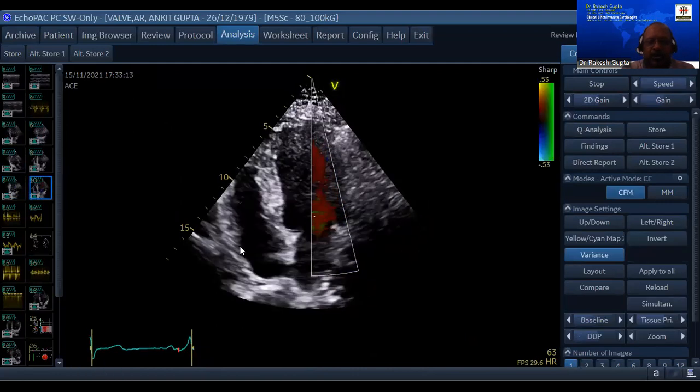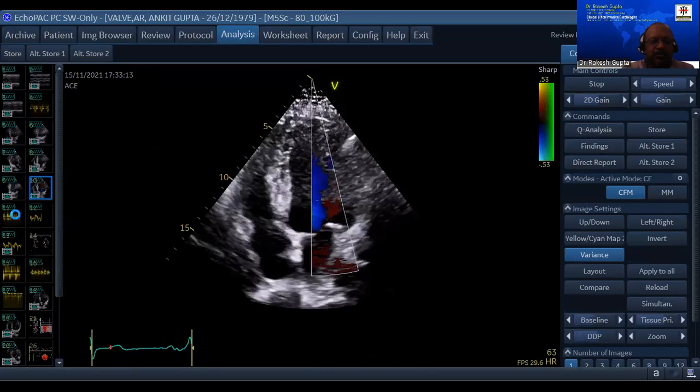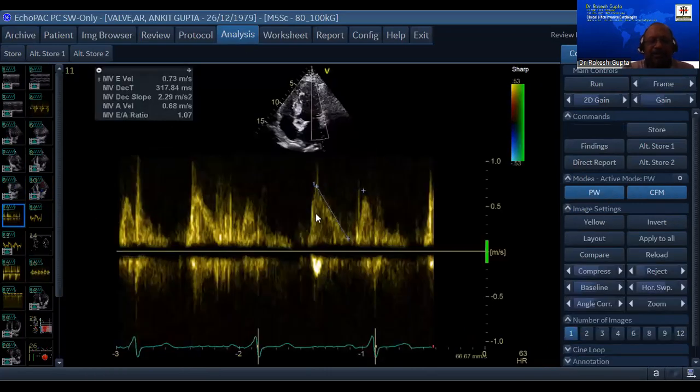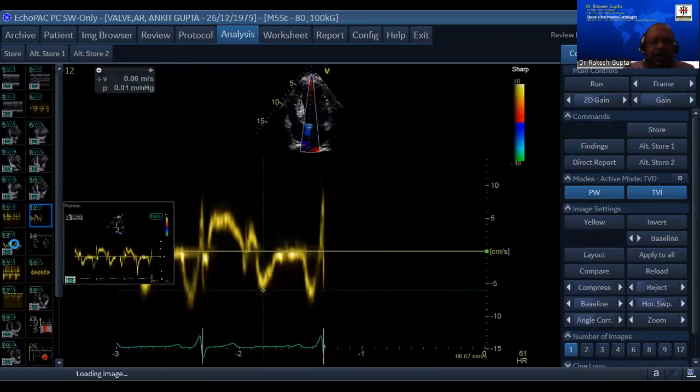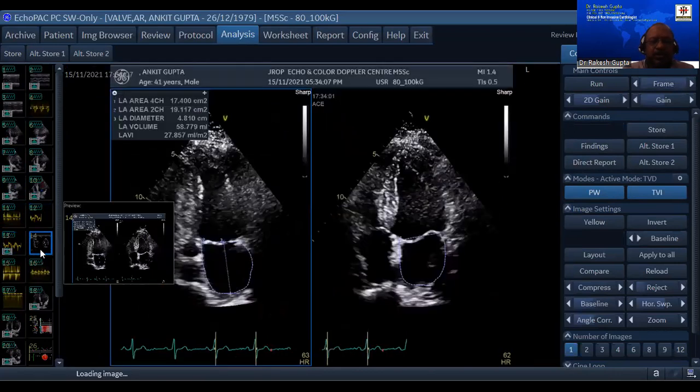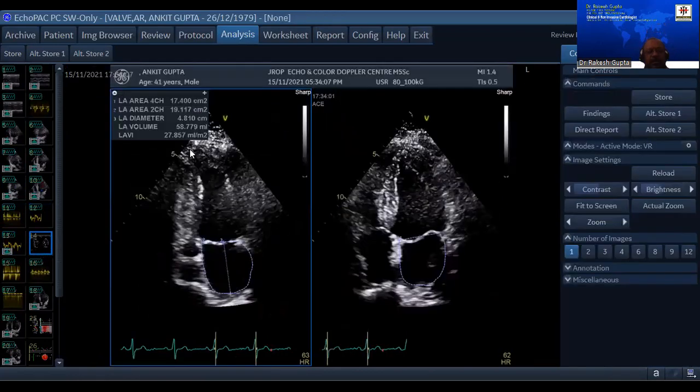Then we look at the flow across this mitral valve, E and A wave. And intermittently you find this AR jet. Then we get E prime septal, E prime lateral, and then LA volumes. So we have completed the rest of the work before coming to the aortic valve.